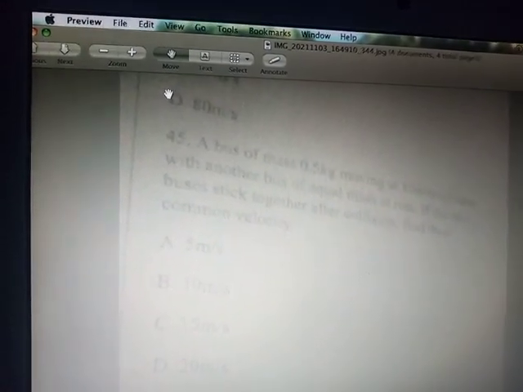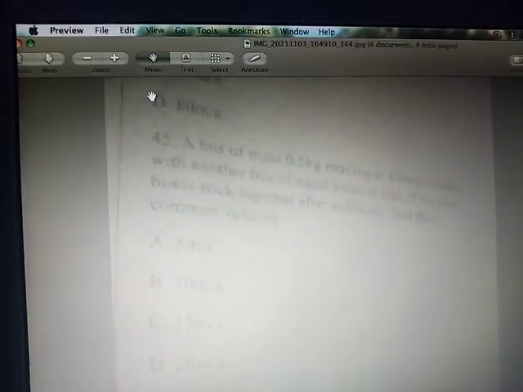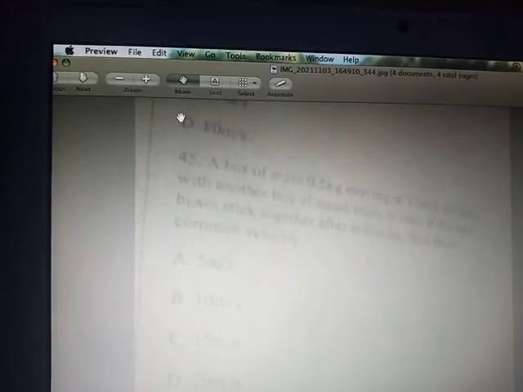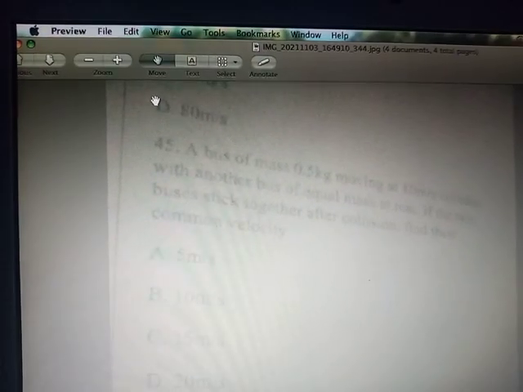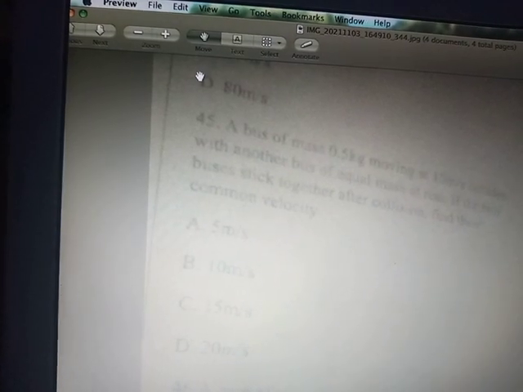And considering inelastic collision, momentum is conserved, but kinetic energy is not conserved. Because the bodies stick together in an inelastic collision, at the end there is only one velocity. That's why we are asked to find the common velocity. So let's see how we are going to do it.